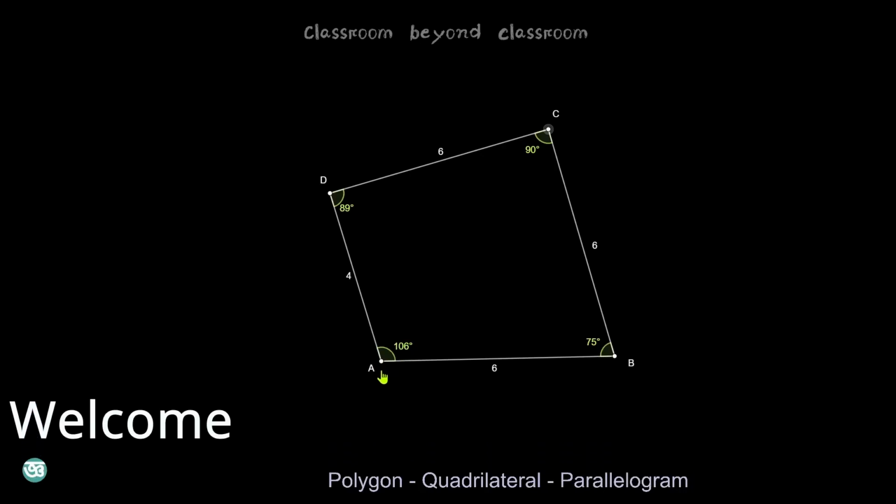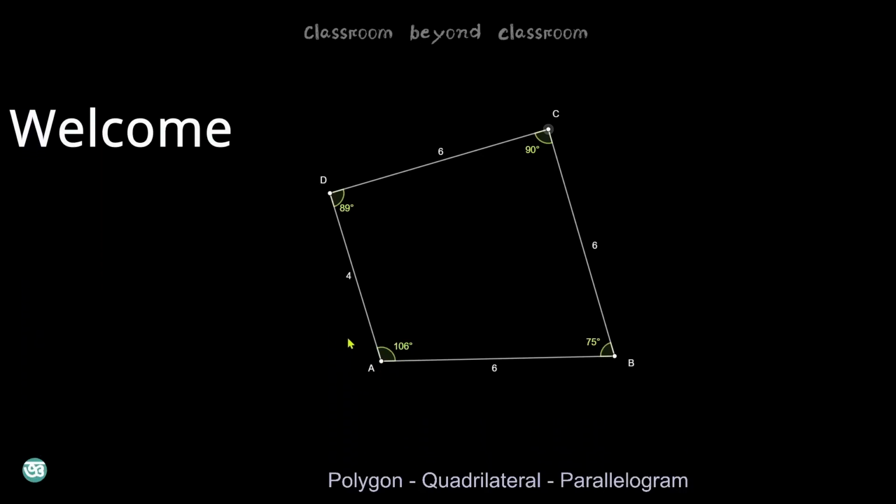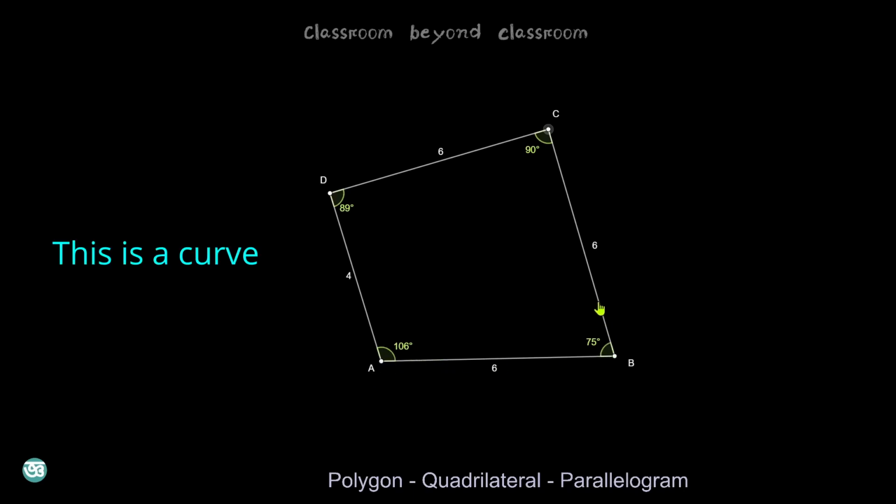Hello and welcome. Now we are going to discuss quadrilaterals, that is, special quadrilaterals. But I want to start from the very beginning, from the curves. Is this a curve? Yes, this is a curve because this is a continuous movement of a point without lifting the pen or pencil. So this is a curve.